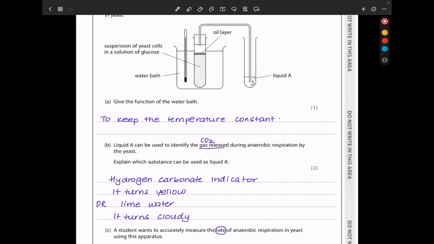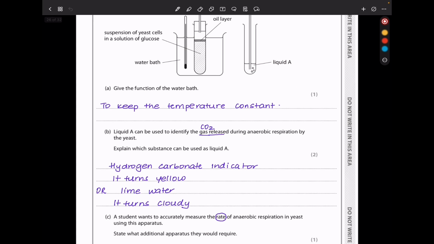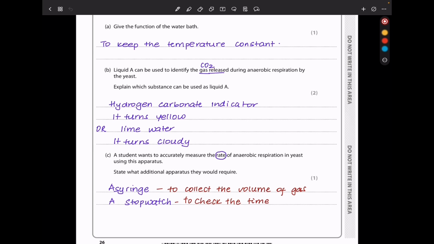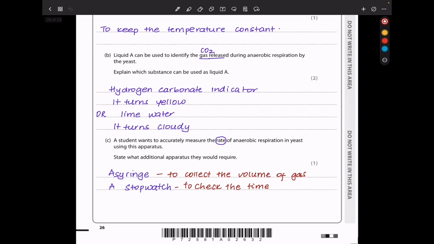They say give the function of the water bath. This is to keep the temperature constant. And then in part B they say liquid A can be used to identify the gas released during anaerobic respiration by the yeast. Explain which substance can be used as liquid A. Here you could use hydrogen carbonate indicator, and this is going to turn yellow. Or you could use lime water, which will turn cloudy if CO2 is present.